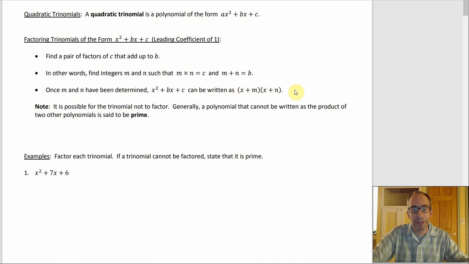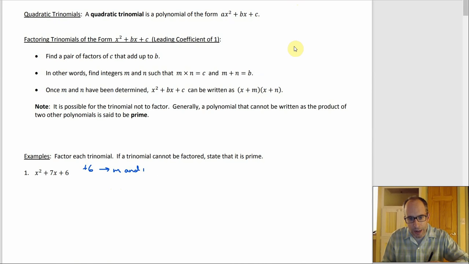Because what you would do to multiply these out is FOIL them, right? So you'd have x squared from the first terms, then nx, and then mx, and then m times n. So the constant at the end is just going to be m times n. To get that to be positive, they'd have to be the same sign, right? If m and n are both positive, you get a positive when you multiply them together. If they're both negative, you get a positive when you multiply them together. So the first thing I would notice here is that plus 6, what that's telling me is that m and n have the same sign.